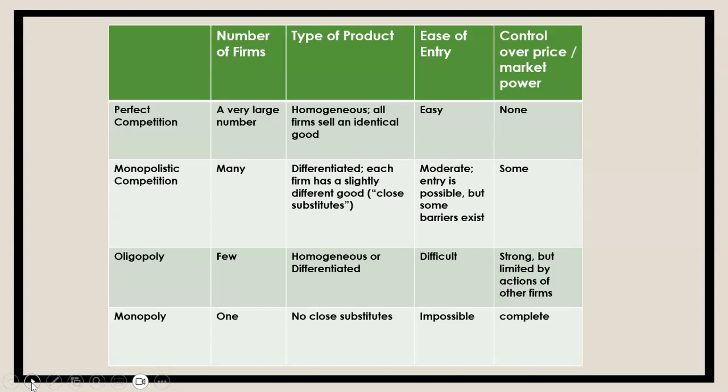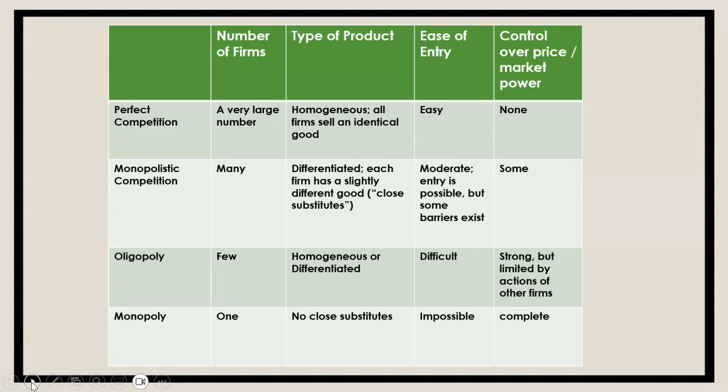We have the type of product. And here we're basically talking about how different products are from each other. Are they homogeneous? That is, they all look the same, or is there some difference between them? Remember, we're talking about products in the same market. So the market for apples, it would be the difference between, say, a Golden Delicious and an Ida Red. Those are two different types of apples in the market for apples.